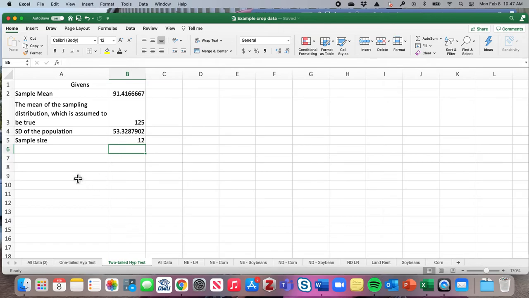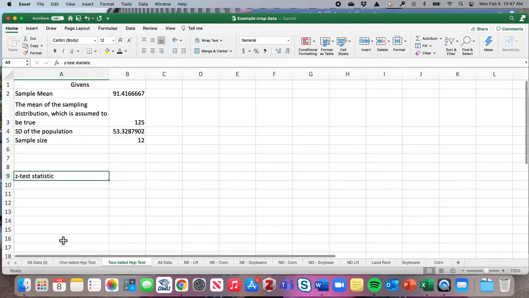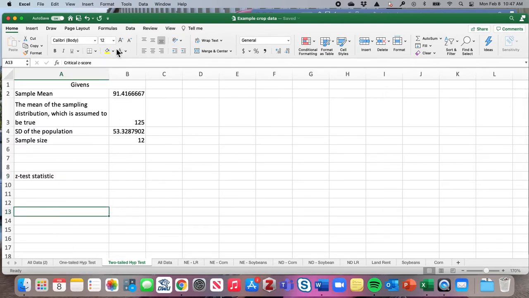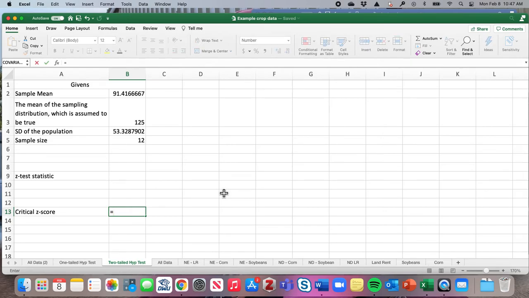So the next thing we need to look at is calculating a z-test statistic and also the critical z-score. So when we calculate that critical z-score, here we can use a fun little formula. We're looking at the NORM.S.INV. And our probability is going to be 0.05 because we're looking at that 95th percentile for our confidence interval.